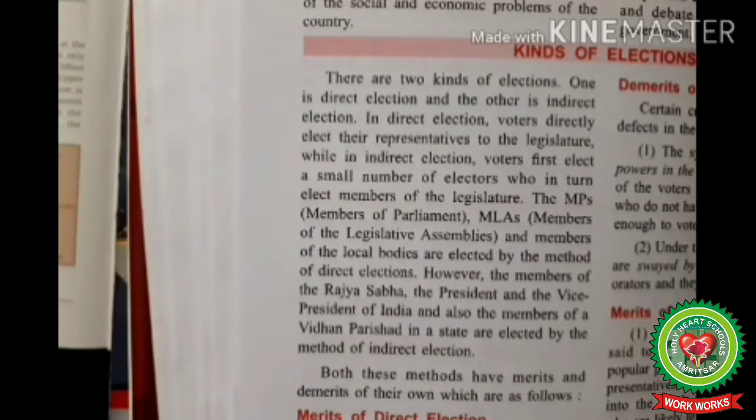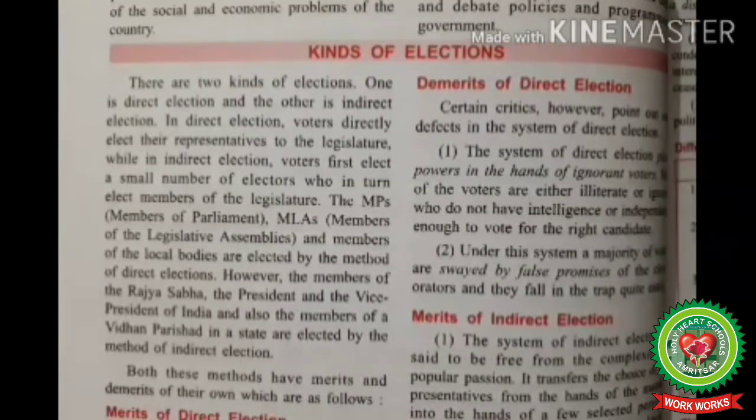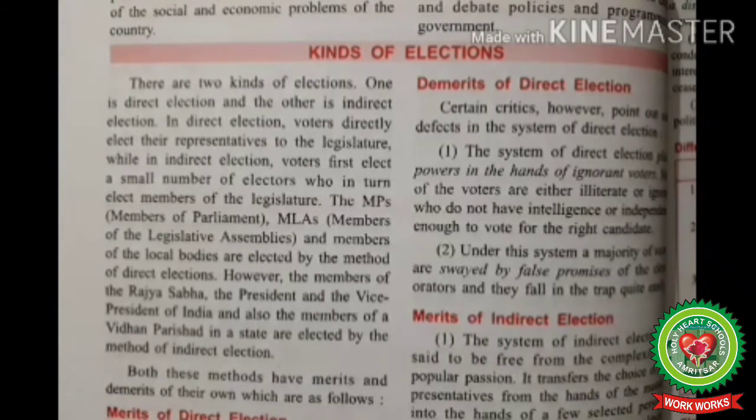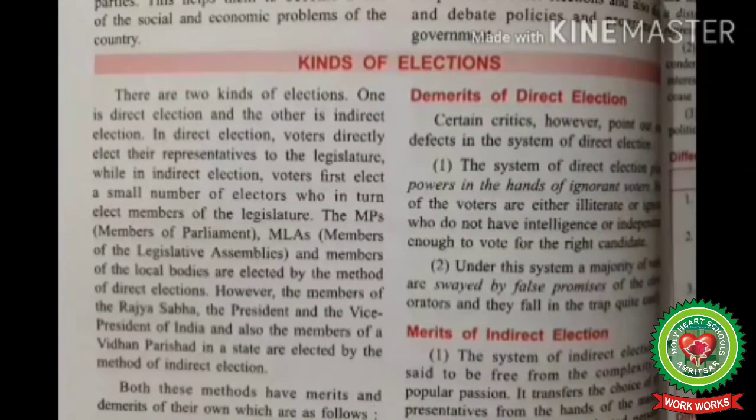In direct election, people of India directly elect their representatives of the Lok Sabha and state legislative assemblies. The members of state legislative assembly, known as MLAs, are directly elected by people of the state. The members of Lok Sabha are known as members of parliament. They are also directly elected. Second kind of election, that is indirect election.